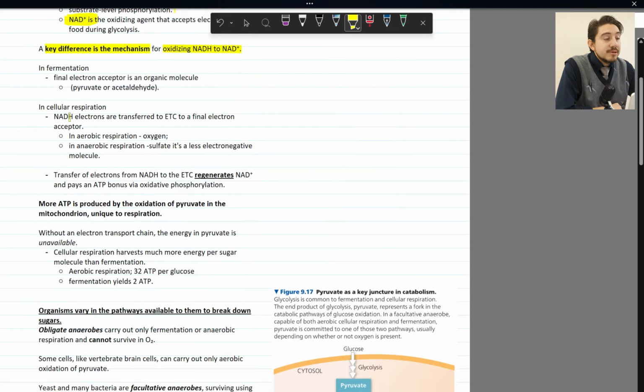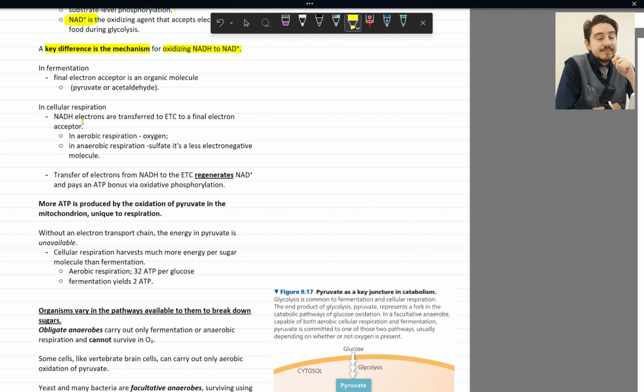For cellular respiration, you have NADH electrons that will be transferred to the ETC, where the final electron acceptor is oxygen to regenerate NAD plus. And I say oxygen, we know that it's FMN, that flavoprotein is the first one, but ultimately, if you don't have oxygen to accept the last electron, you're going to stop that relay of electron flow.